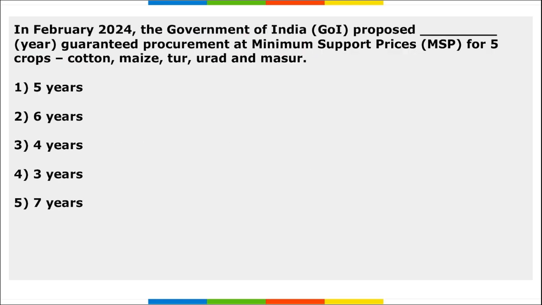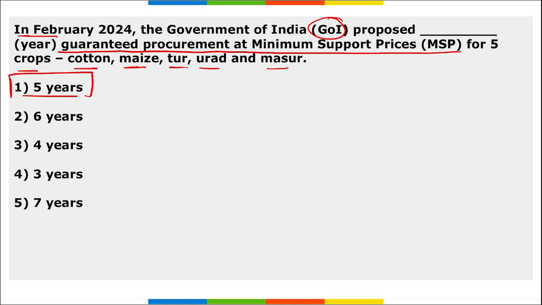Correct? Next is, in Feb, Government of India proposed 5 years guaranteed procurement at minimum support price for 5 crops: cotton, maize, tur, urad and masoor dal. Correct? So in Feb, Government of India proposed 5 years guaranteed MSP for 5 crops: cotton, maize, tur dal, urad dal and masoor dal.